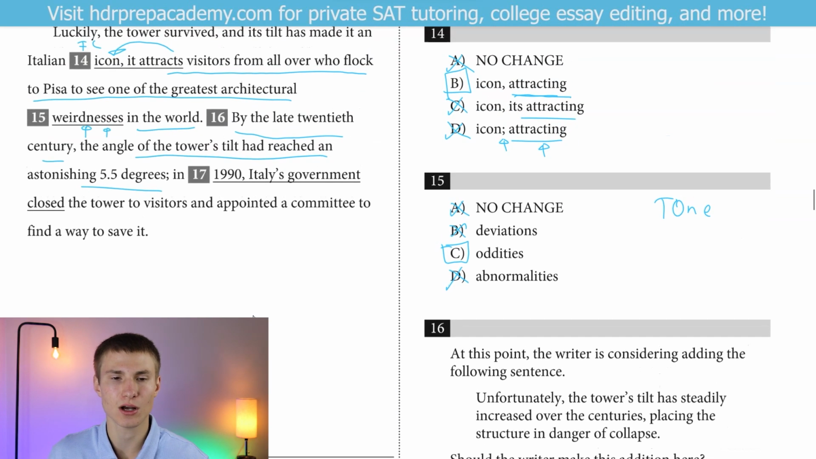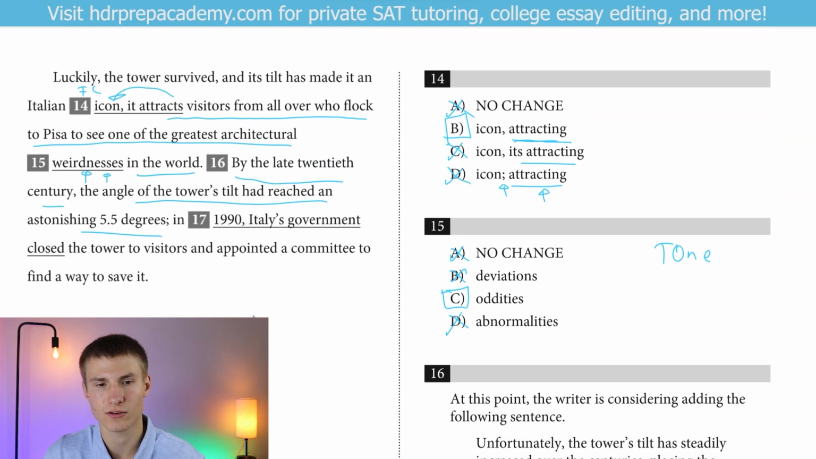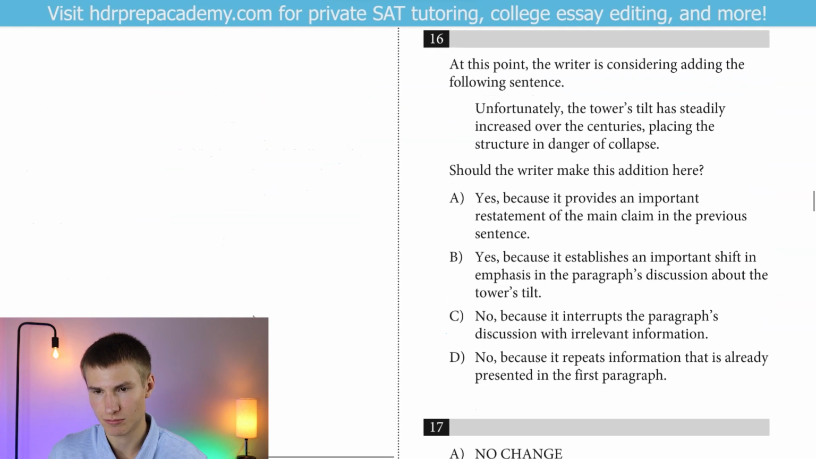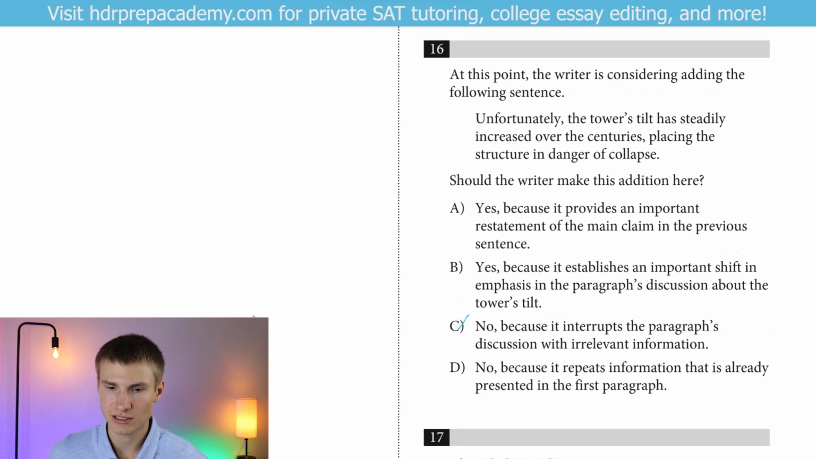Yes. Why? Because we're marking a pretty solid transition in the course of our paragraph from really just describing the Leaning Tower of Pisa as one of the oddities in the world to now shifting and talking about an issue where its tilt has been increasing. Okay, so should we make this addition? Yes. Why? Well, we have option A, because it provides an important restatement of the main claim. No, because we're transitioning, providing an important shift in the emphasis of the paragraph's discussion about the tower's tilt.